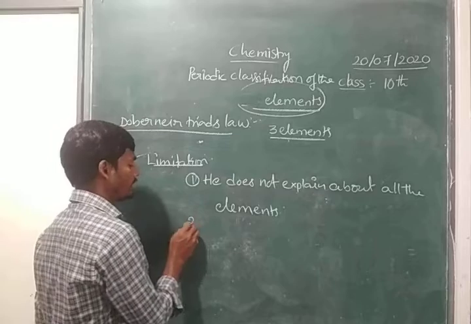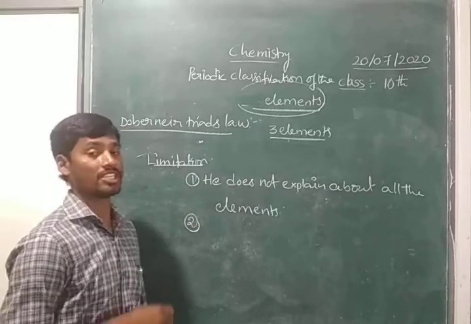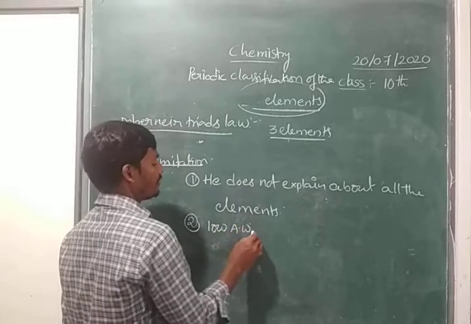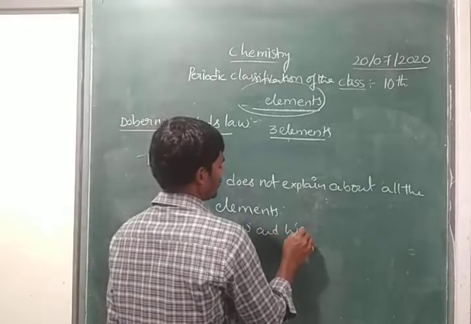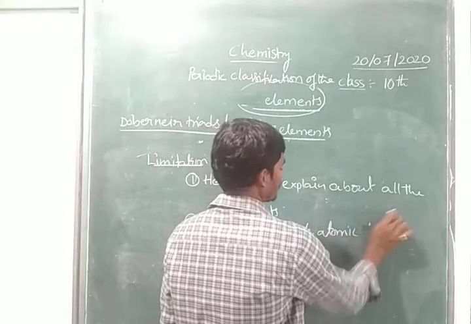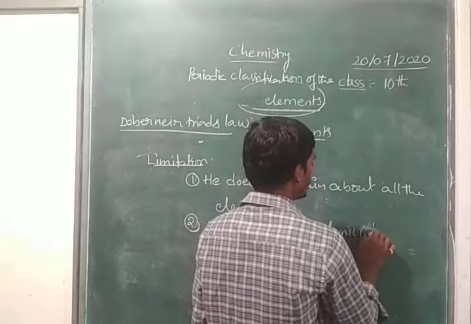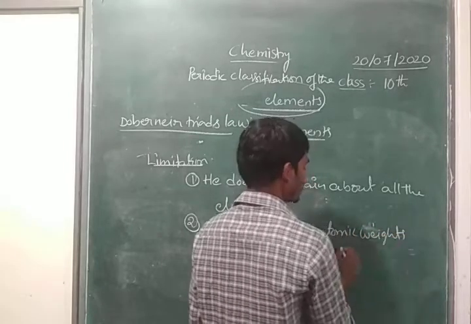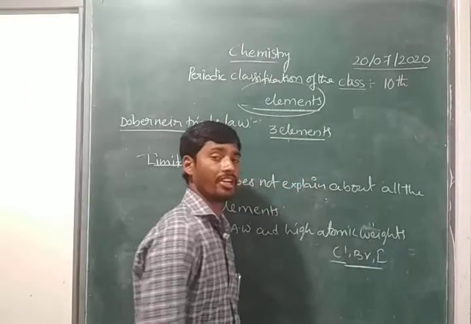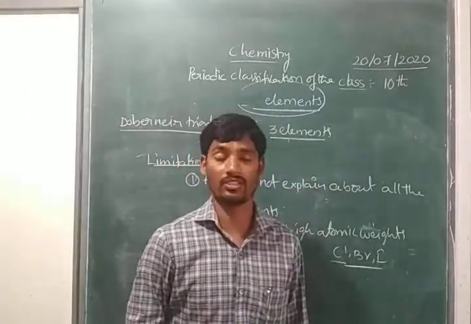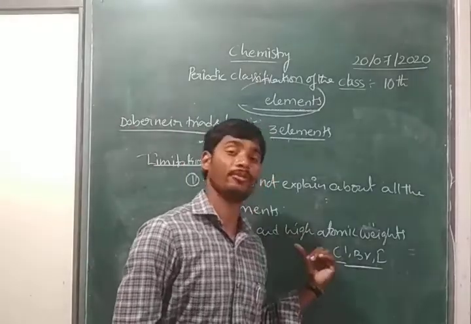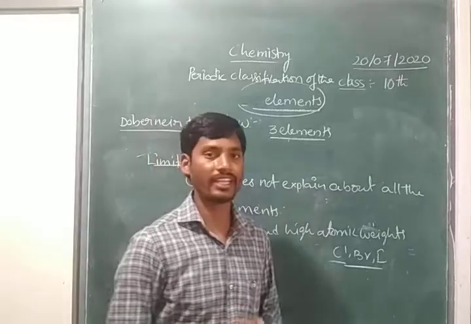Right, children? And the second one, here Dobereiner classification fails to explain about low atomic weights and high atomic weights, like chlorine, bromine, and iodine. So here chlorine has 35.5, iodine has 127.6. Right, children? So that's why, for higher atomic weight elements and for lower atomic weight elements also, it does not explain.